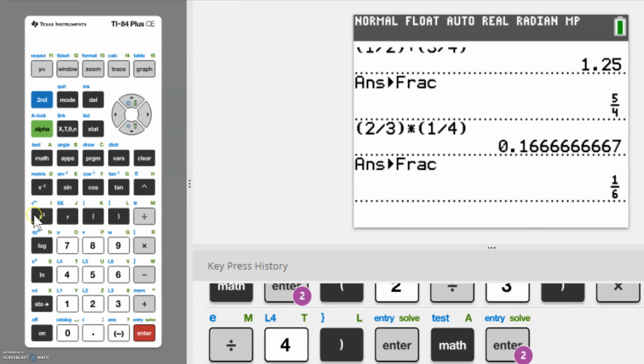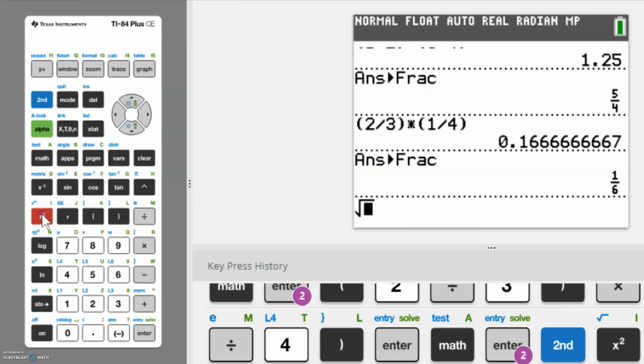Another key we'll use is the one that's above the x squared key. So above the x squared key, you'll see a square root. So if I want to do what's above a key, and mine's in blue, yours might be yellow or some other color. I think most of them are either blue or yellow. I have to hit the second key first, and then hit that key, and it'll put a square root symbol on my calculator. So if I want to do the square root of, say, 25, and then just hit enter.